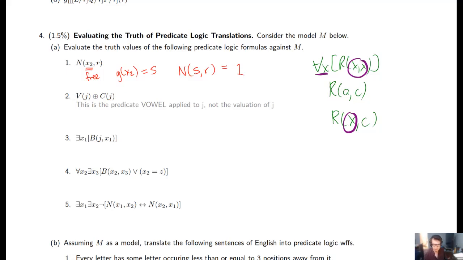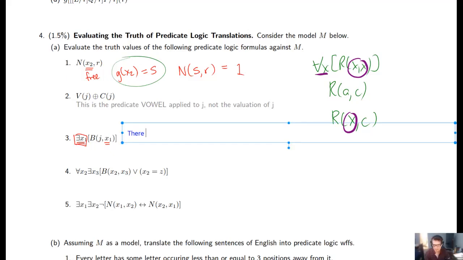Then 2 was done well, but then 3 came, and unfortunately this same idea was carried over to question 3. But 3 is different because 3 has a quantifier in front. This is bound, so this x1 behaves differently. We do not check the assignment function for this. Instead, we treat this as a bound variable. So this says there is some x1 such that Bjx1. If we paraphrase this into English, there is some letter x1 such that J occurs before x1 in the alphabet.